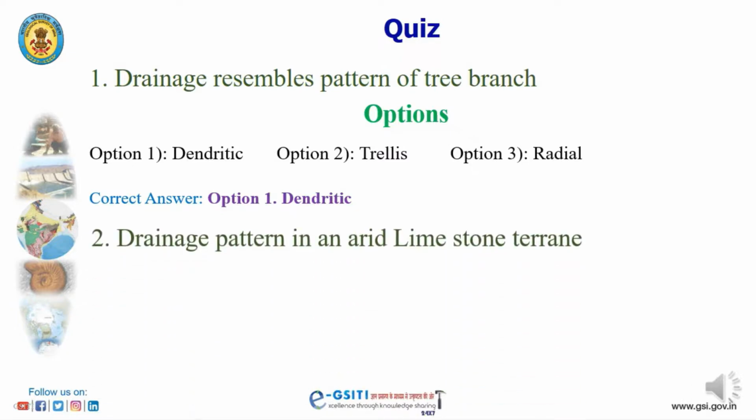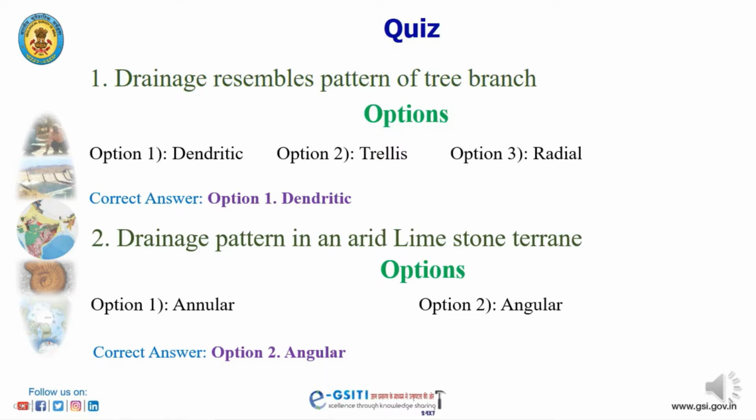Question number 2. Drainage pattern in an arid limestone terrain. Options: option number 1, annular; option number 2, angular. What is the answer? Option number 2, angular drainage pattern.